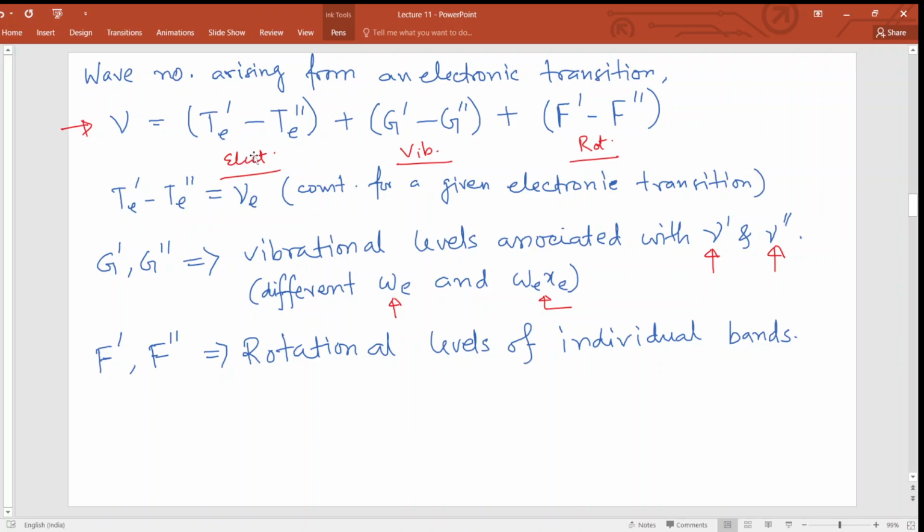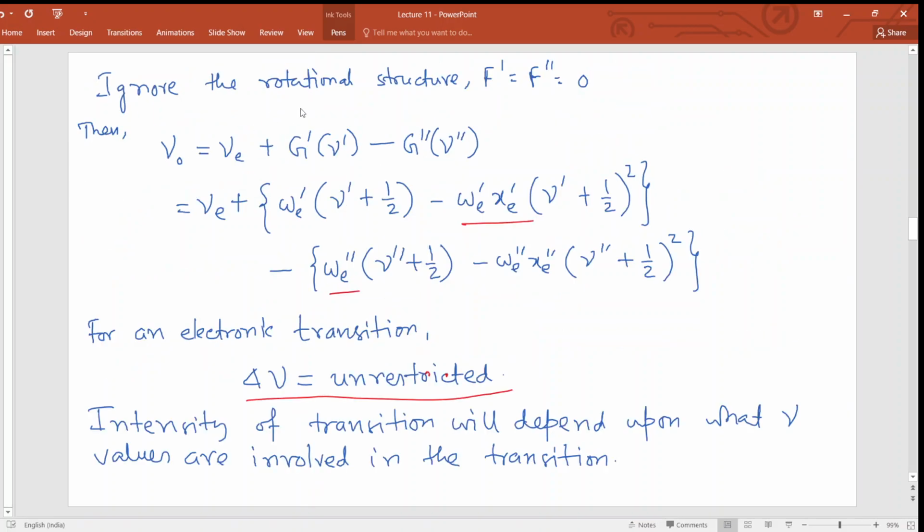For example, this is the first term, T, the electronic energy difference, then G is the vibrational, then F is the rotational energy difference. Usually the rotational structure does not change much in this course, so we are only talking about the ground state of this case.